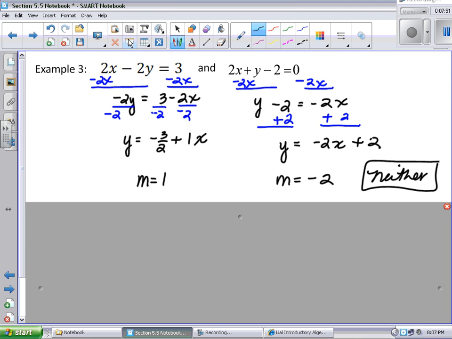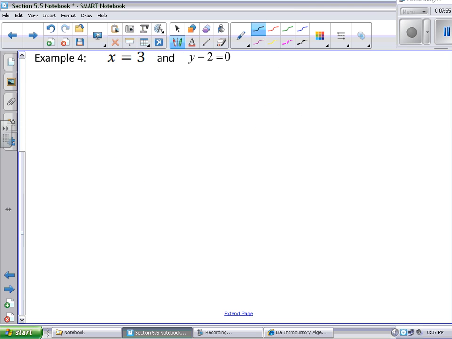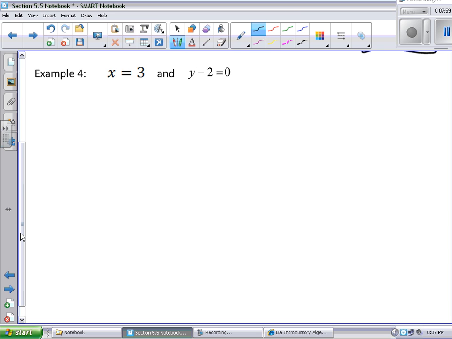Let's look at another example. Example number 4 says we have x equals 3 and y minus 2 equals 0. X equals 3 is a vertical line. Sorry, y minus 2 equals 0 is a horizontal line. Vertical and horizontal lines are always perpendicular. These two lines are perpendicular.